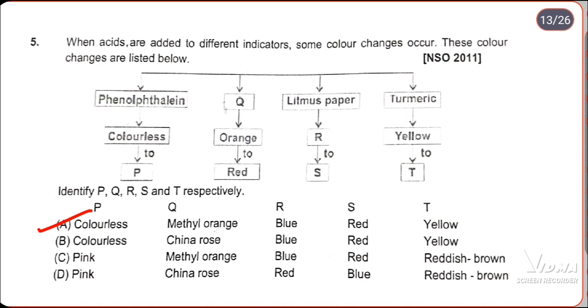So P is colorless, Q is methyl orange, because methyl orange changes orange to red when dissolved in acid. Now litmus paper. Litmus paper changes from blue to red, not from red to blue, because if it changes from red to blue, it will be basic in nature. So blue to red.